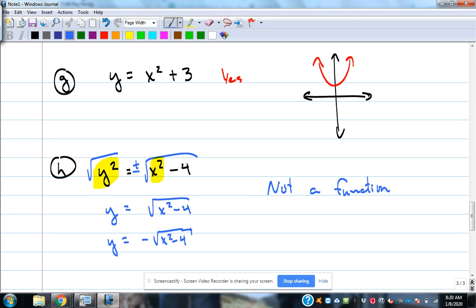So just determining if something is a function: if it's a set of ordered pairs or a mapping or a table, x's can't repeat. You just look for repeated x values. If it's a graph, we're doing a vertical line test. That's pretty much it for that part of things.